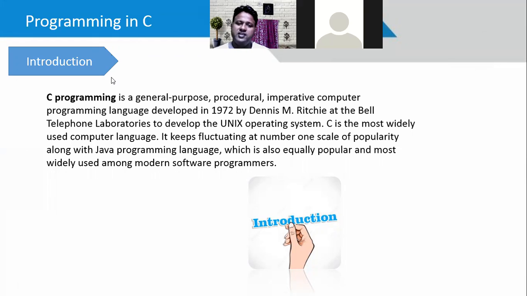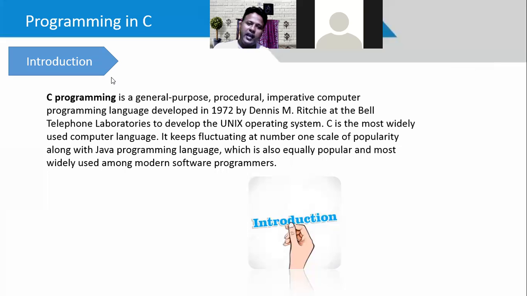The C programming language is a general purpose and procedural imperative computer programming language developed in 1972 by Dennis Ritchie at Bell Telephone Laboratory to develop the Unix operating system. Now we are using the Windows operating system to work with the system. Earlier, different operating systems were present, like Unix and Linux. So for creating applications in the Unix operating system, they developed the C programming language.